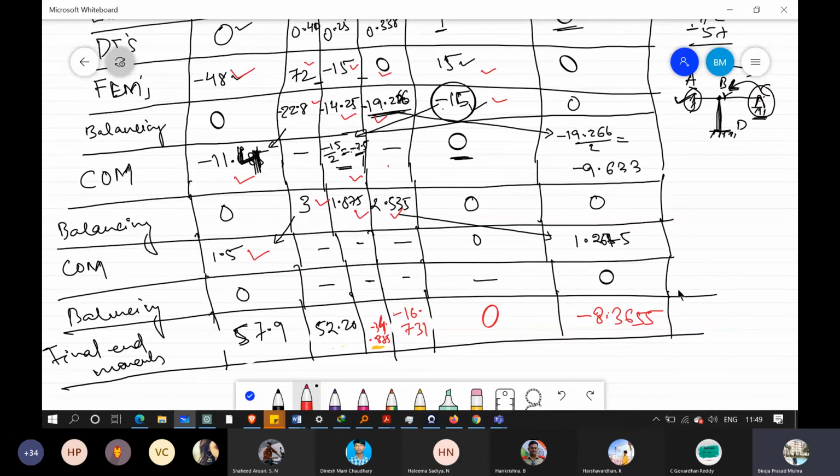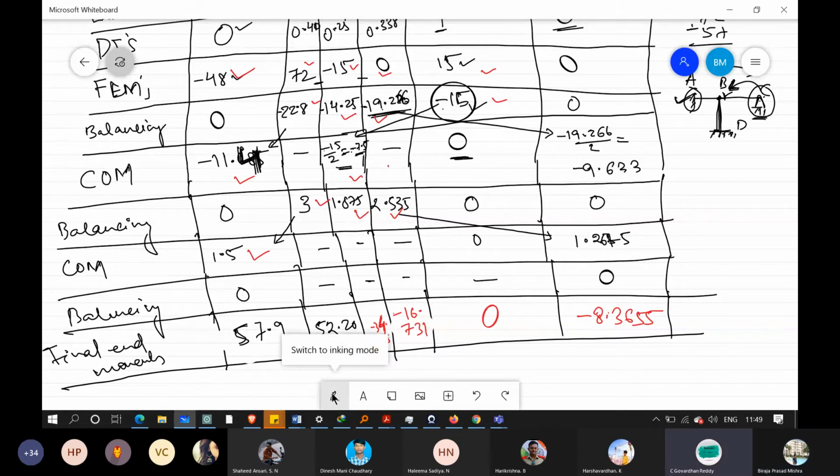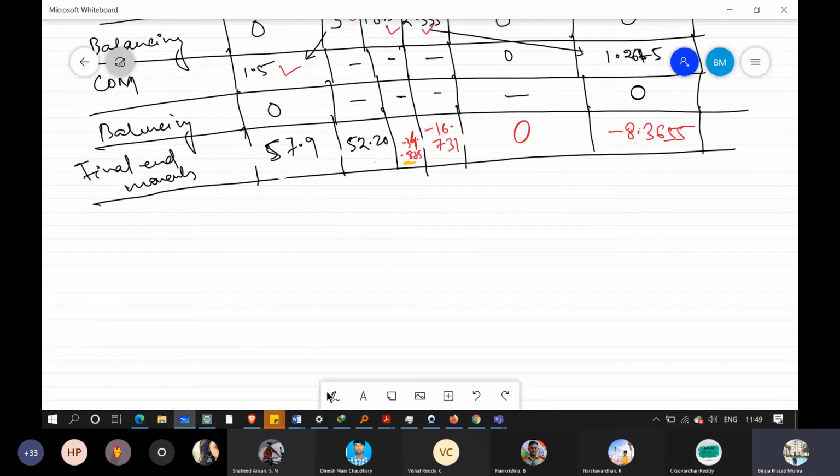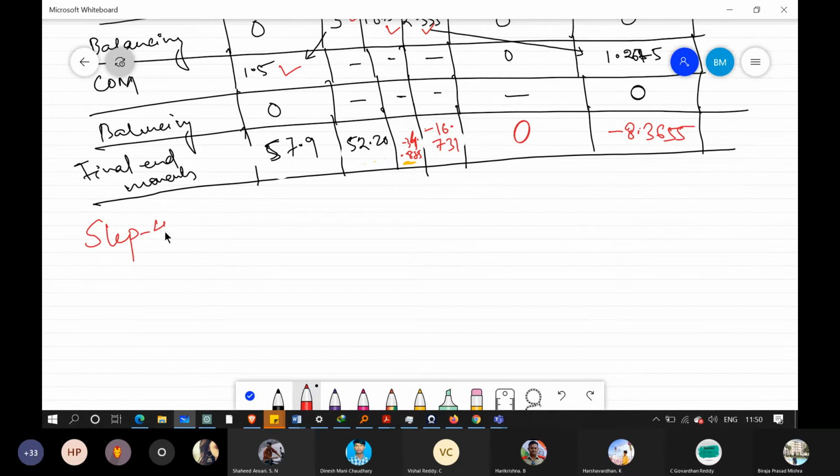So now we have got the final end moments. What will be the next step? Reactions, sir. Okay, so let us find the reactions. Step 4: Reactions.